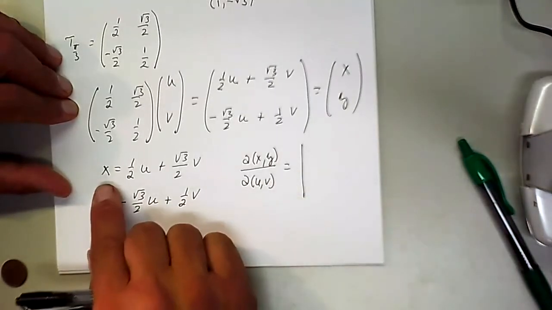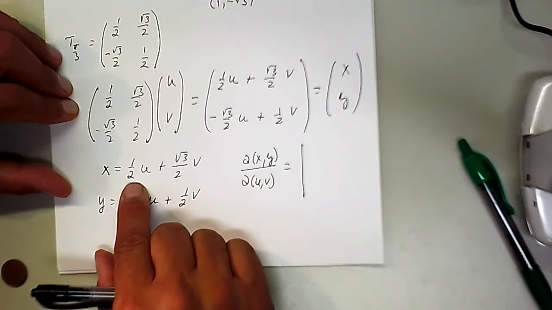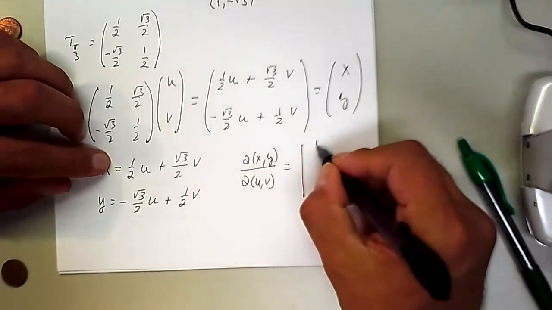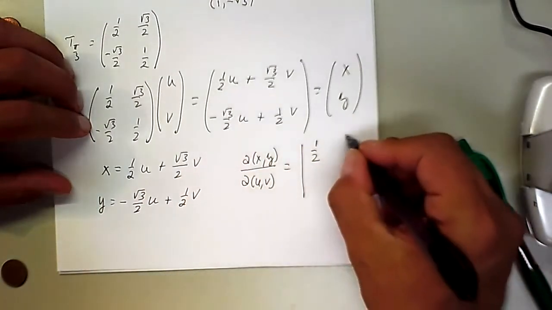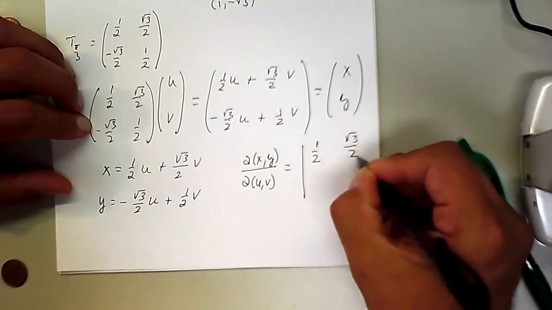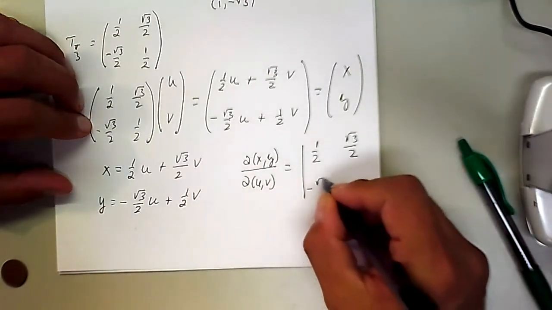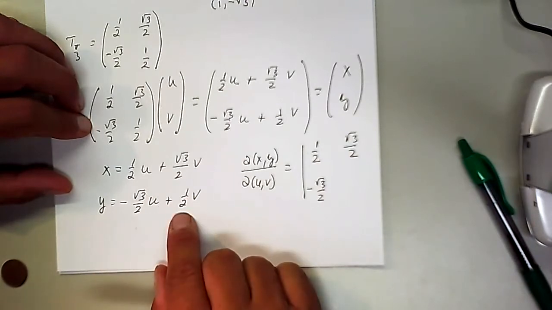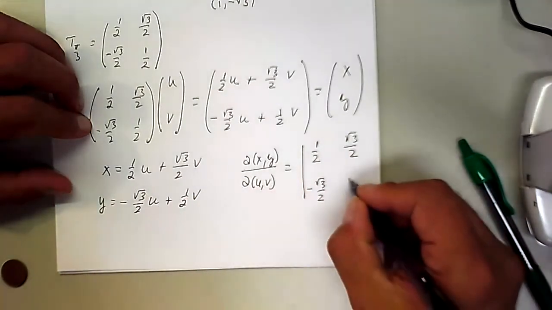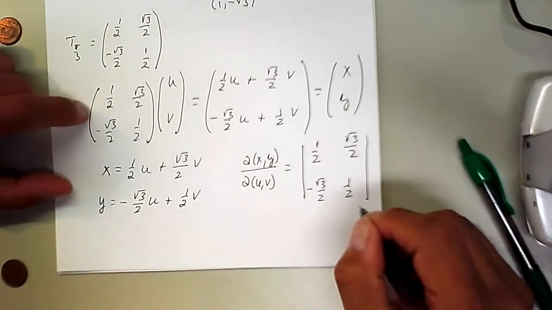So the partial derivative of this with respect to u is 1/2. The partial derivative of the same thing with respect to v is square root of 3 over 2. The partial derivative of this with respect to u is negative square root of 3 over 2. The partial derivative of this with respect to v is 1/2. Boy, that's the same matrix we started with.